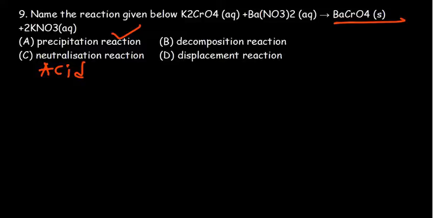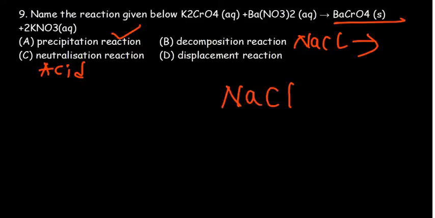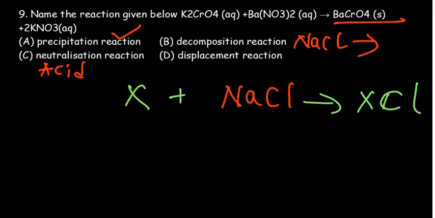Decomposition reaction, on the other hand, involves a compound, for example, sodium chloride, now breaking down. That is a decomposition reaction. Displacement reaction involves a more reactive metal displacing another. Let's say we had X, and X was more reactive than sodium. In terms of the product, you get X chloride, meaning that the sodium has been displaced by the more reactive metal.